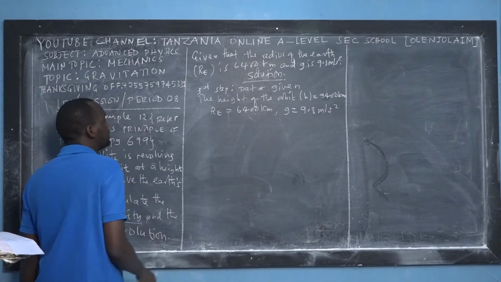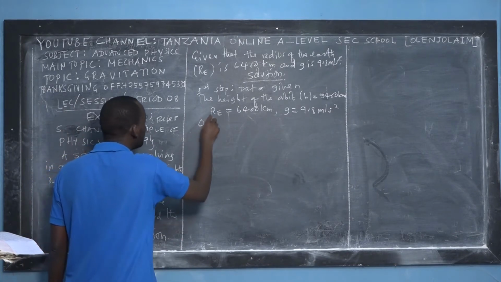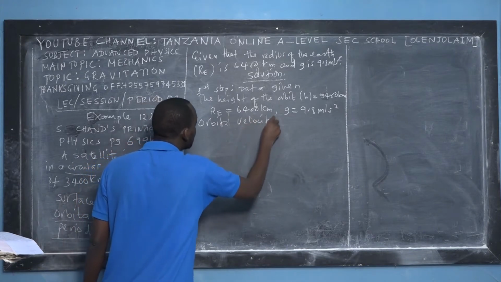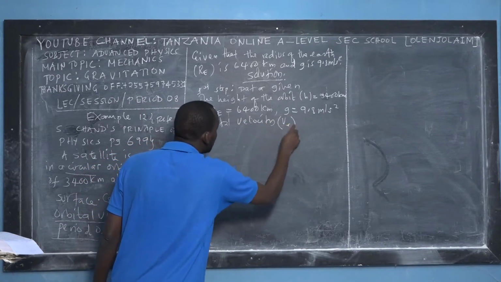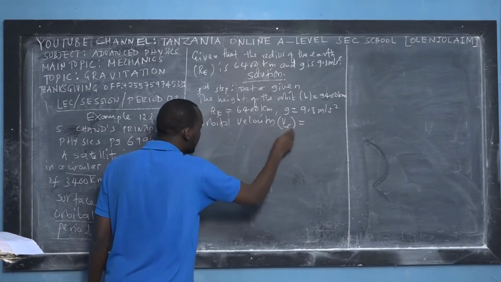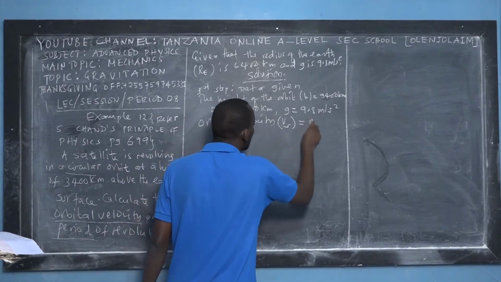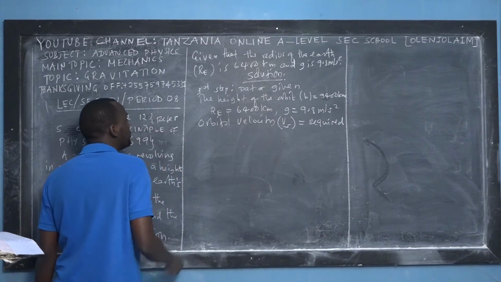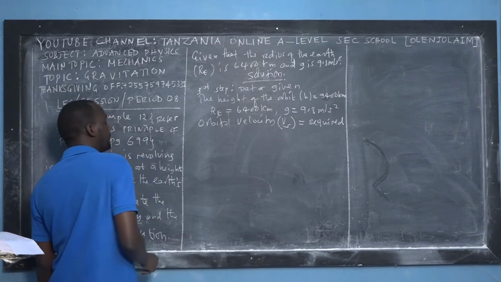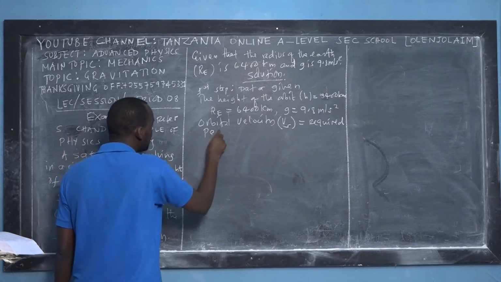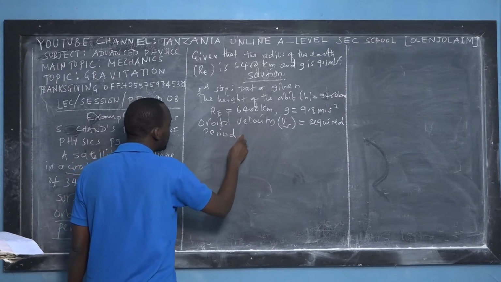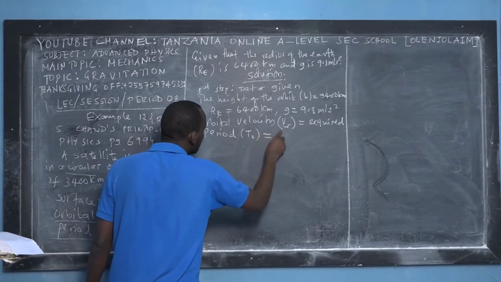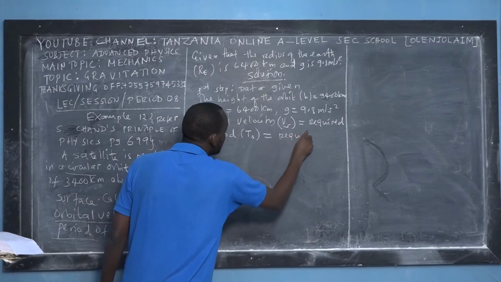So what does the question need? The orbital velocity, which we call V_s. It's not the escape velocity, so this is what is required. And we also have the period, which we call T, of the satellite. This is also required.